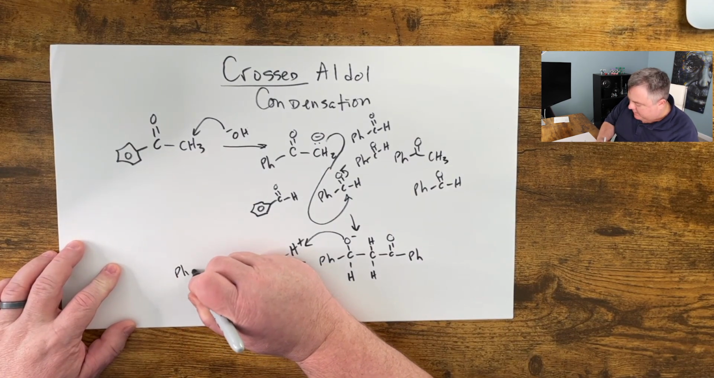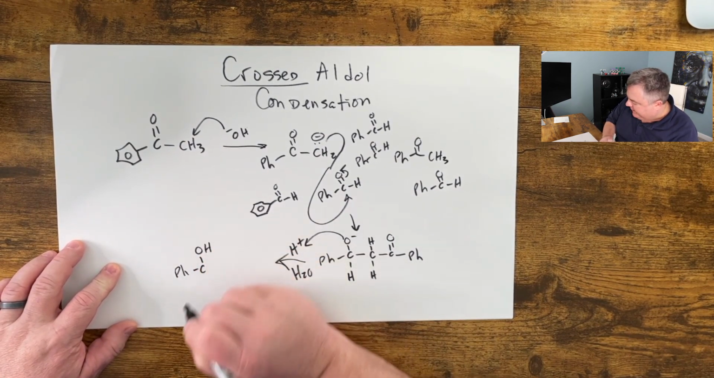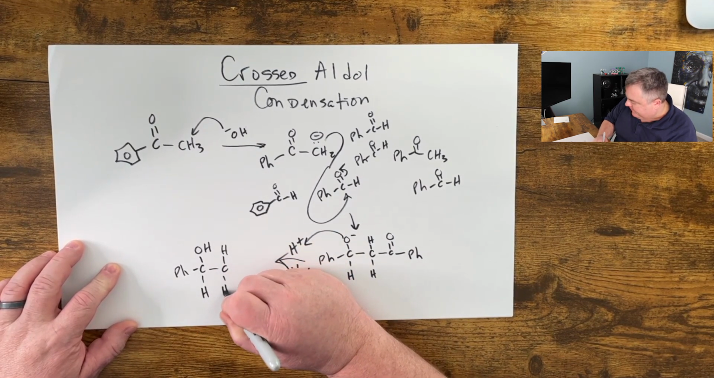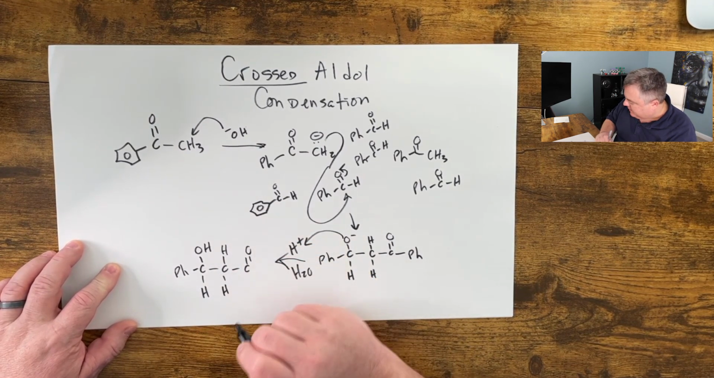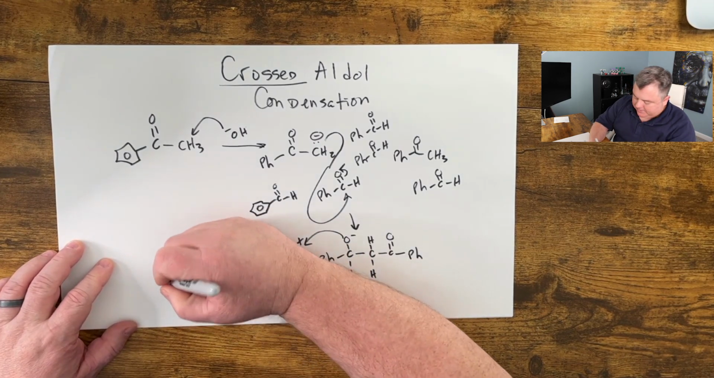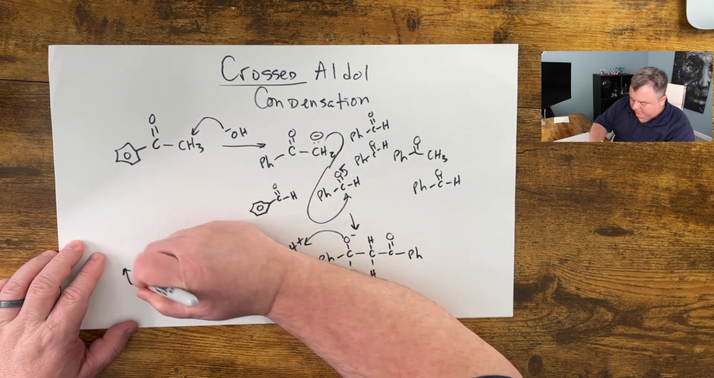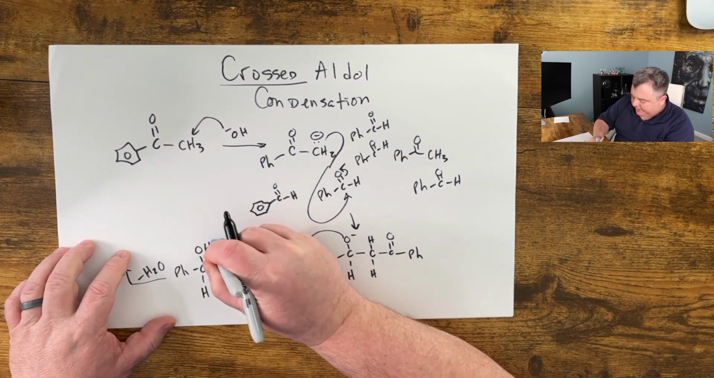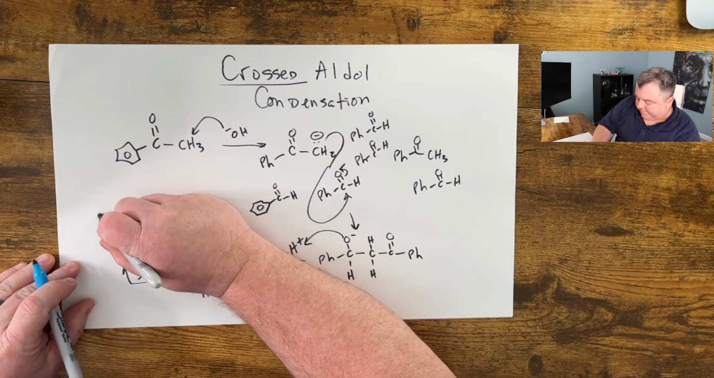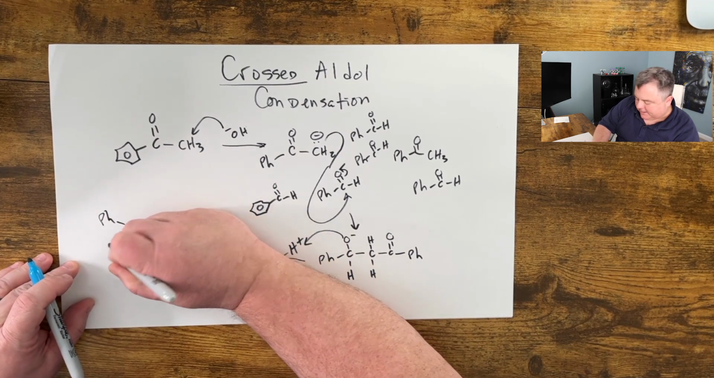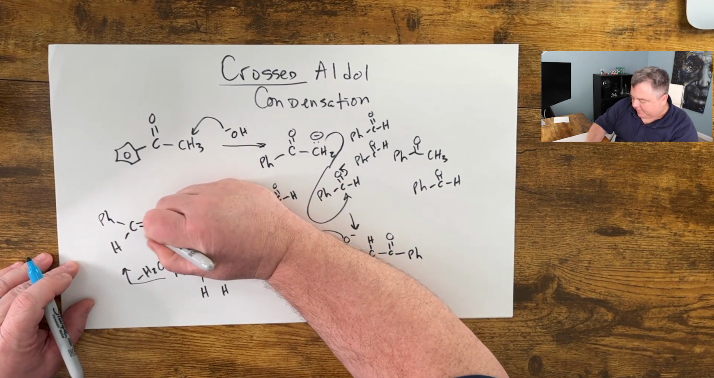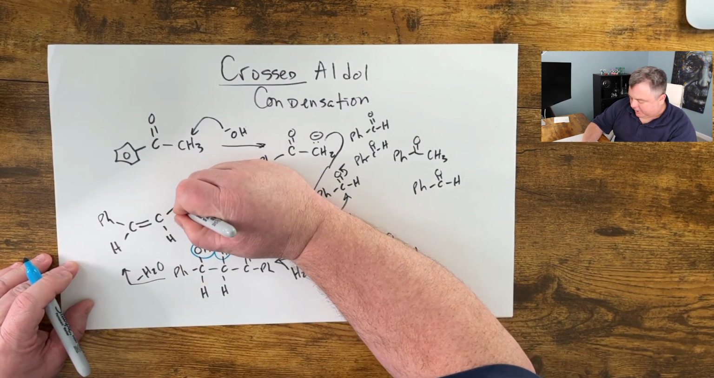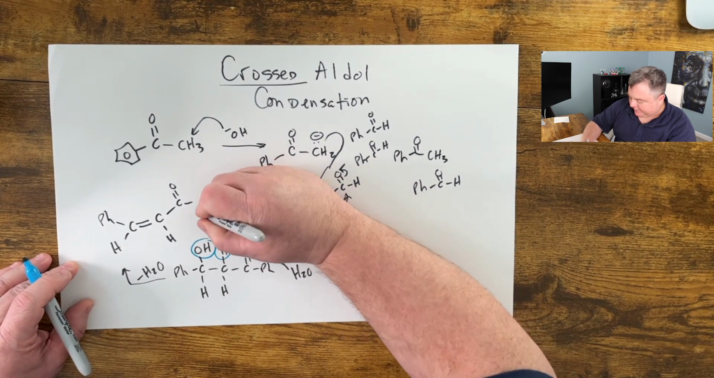So I have phenyl, COH, H, CH2, carbonyl, and phenyl. If it dehydrates, losing my H and my OH, I make phenyl, carbon, hydrogen, double bonded now to this carbon with a hydrogen, to this carbonyl, to this phenyl.